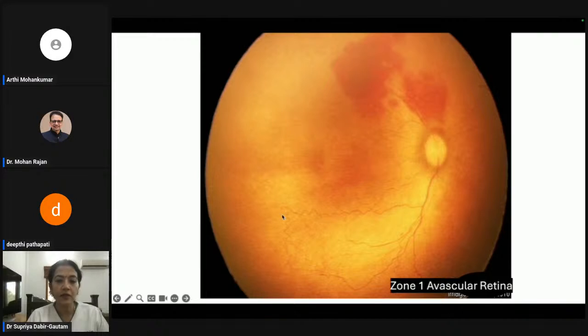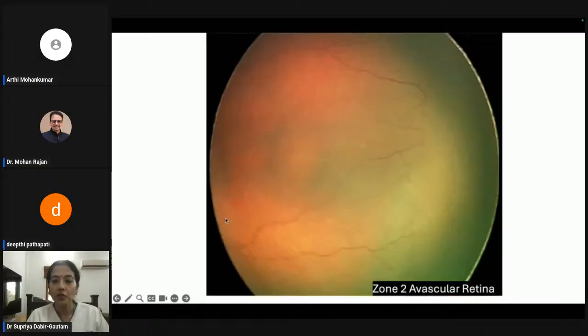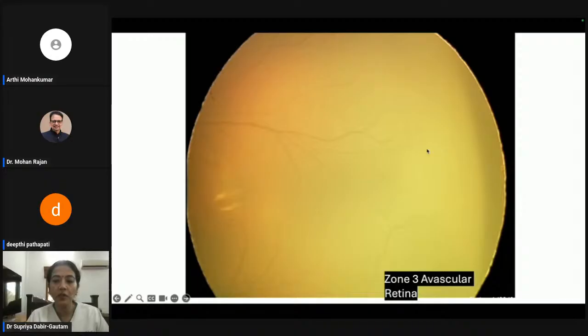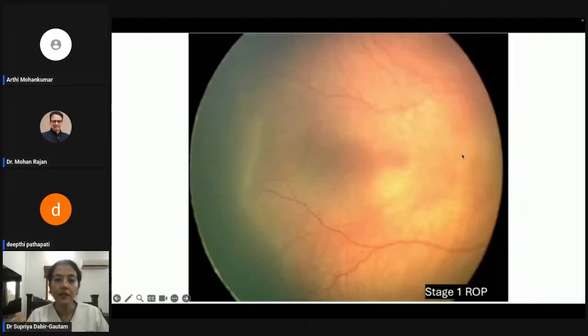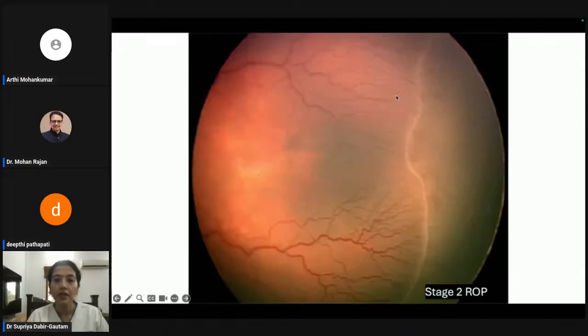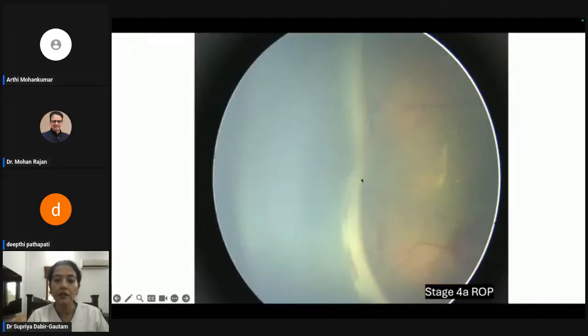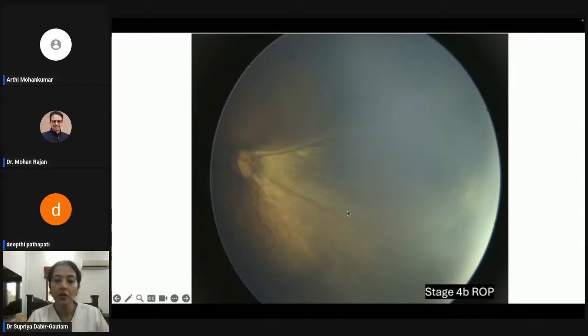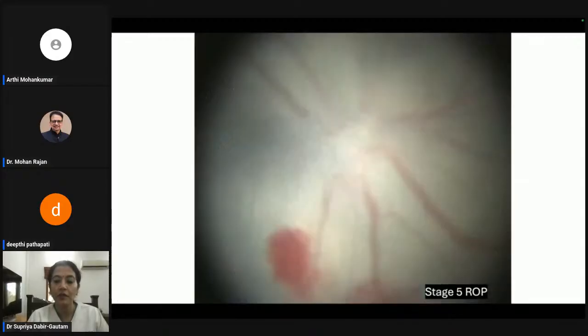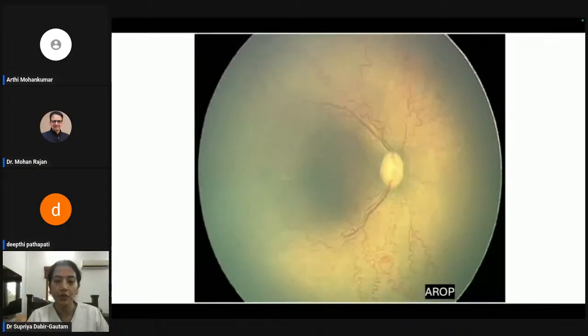Zone 1 is when there's avascular retina. If you can see, the blood vessels have stopped here, and all this is the avascular retina. Zone 2, this is zone 2 avascular retina, and this is zone 3 avascular, which is only in the periphery. Now, looking at the stages, the first stage of ROP is when it's just avascular and you see an early demarcation line. Here you can see it becoming much thicker, and here you can see fibrovascular bands forming on this ridge between vascular and avascular retina. And here is when traction starts developing, not involving and involving macula, that's stage 4. And stage 5 is when a complete retinal detachment occurs.